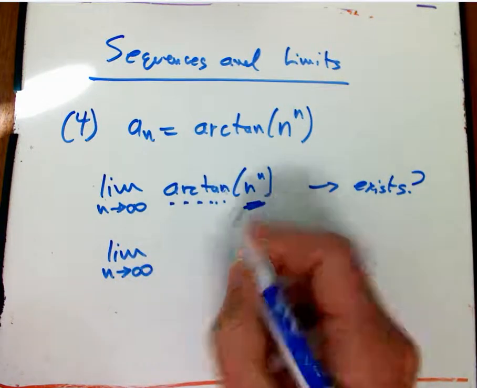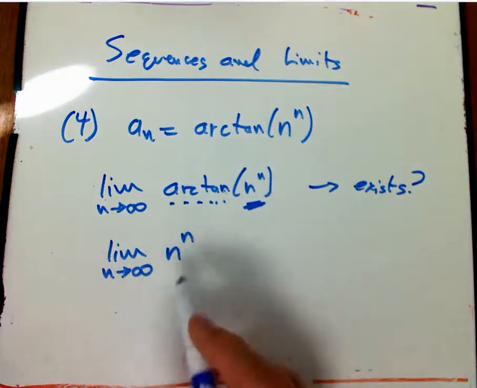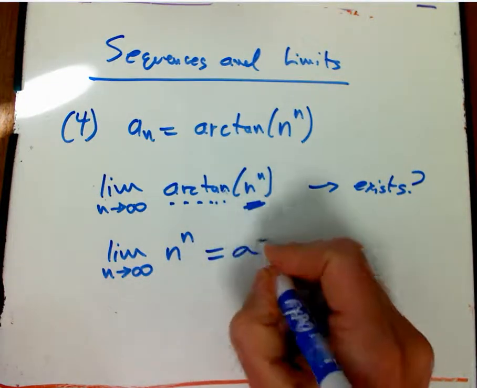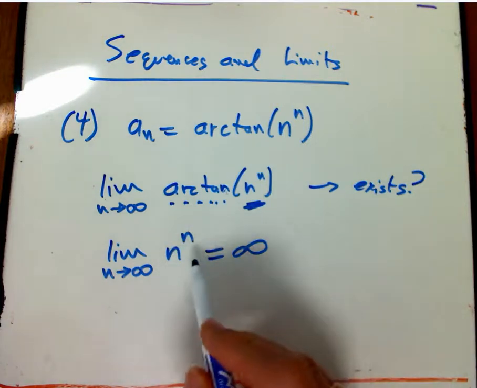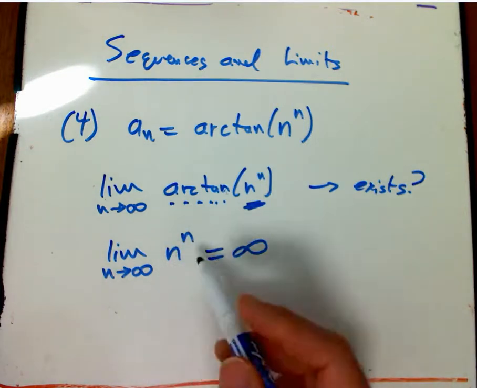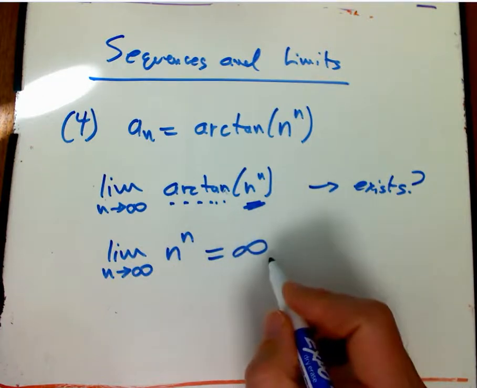Does the inner limit exist? Well, it doesn't exist as a number, but it certainly does something very predictable. It goes to infinity. This goes to infinity quite quickly. 2 to the 2, 3 to the 3, 4 to the 4, 5 to the 5. This grows without bound. And so often you think of this as a bad idea, a bad thing.